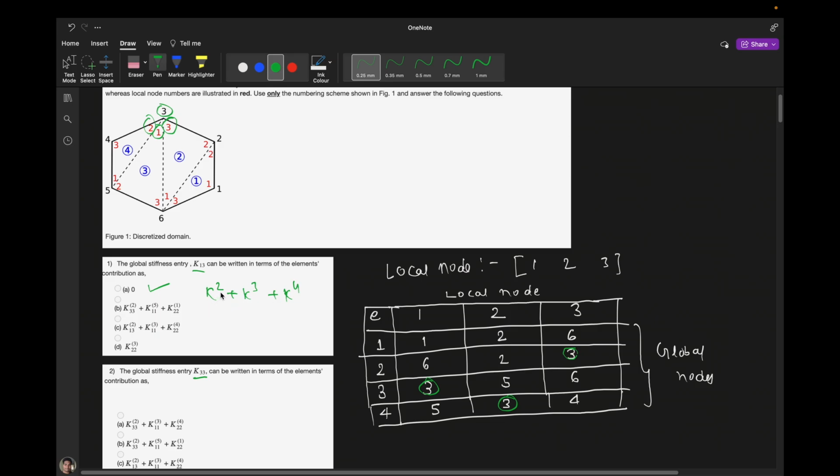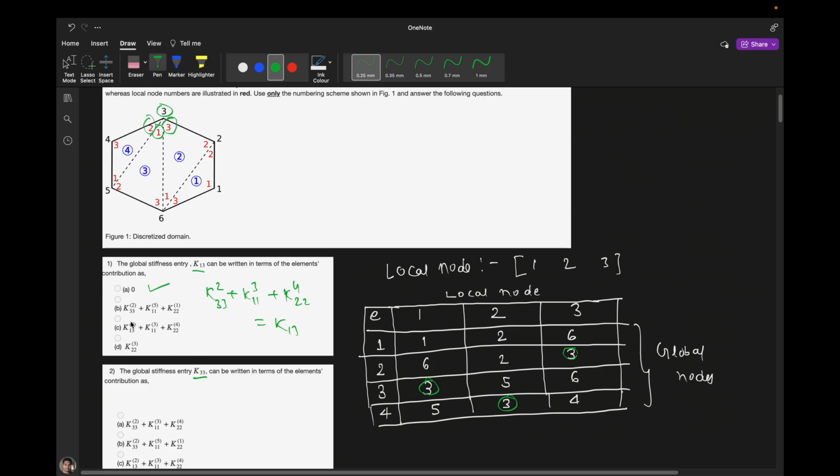And for element 2, what is the local node here? It is 3 3, so we have to write 3 3. For element 3, what is the local node? That is 1 1. And for element 4, what is that? 2 2. So K33 will be equal to this sum.